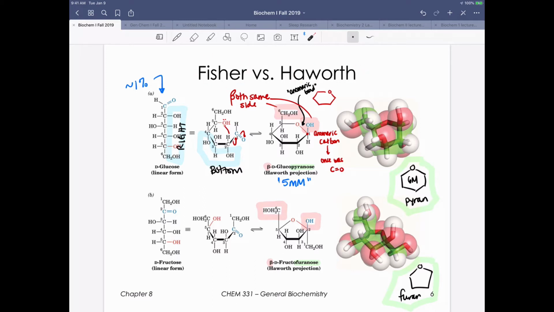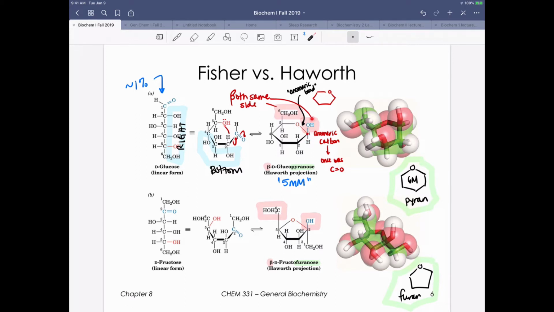We use Fischer projections to represent the linear form. A number that I do want you to know is the fact that only about 1% of sugars at any one time exist in their linear form, and that's because cyclization of sugars is nature's way of protecting this reactive carbonyl functional group. So we generate it as either a hemiacetal or a hemiketal, depending on whether the starting carbonyl was an aldehyde or a ketone.